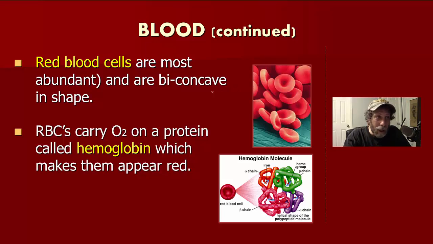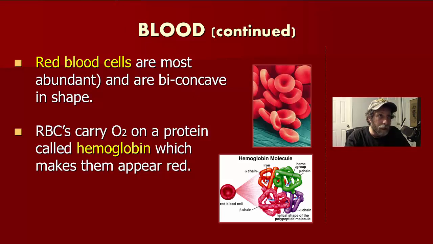Red blood cells carry oxygen, O2, chemical formula. Learn your chemical formulas. They carry oxygen on a protein which is called hemoglobin. You've probably heard about that before, but maybe you wondered what it was. And that makes them appear red. So we'll have a look at the diagram while you write that down.